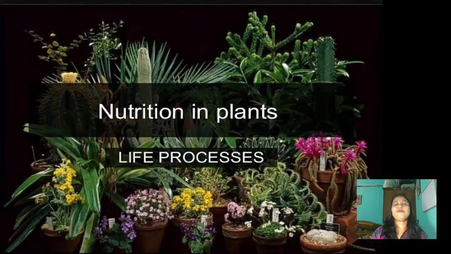Now, what are life processes? Life processes are the processes which are vital for the survival of living organisms. Survival means ज़िंदा रहने के लिए. There are certain processes which are going on inside our body also. Without those, we are not able to survive. उनके बगैर हम जिंदा नहीं रह सकते हैं. For example, digestion, nutrition, respiration, circulation, excretion, etc.